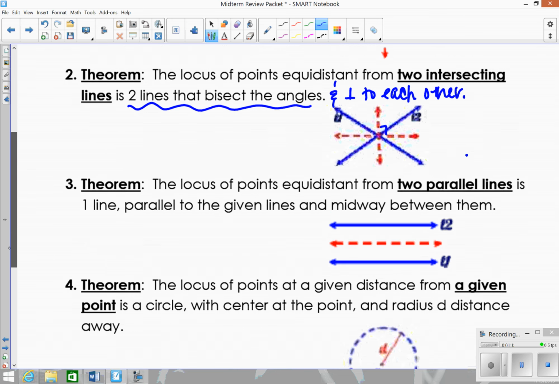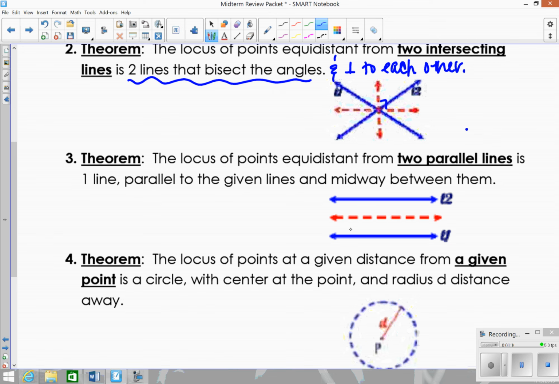The next theorem is whenever you start with 2 parallel lines and you want to find the set of points equidistant from 2 parallel lines, you get out 1 line that's parallel to the given lines. So you get 1 line right between them.